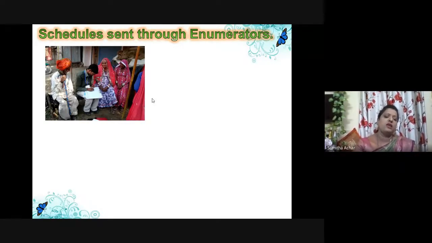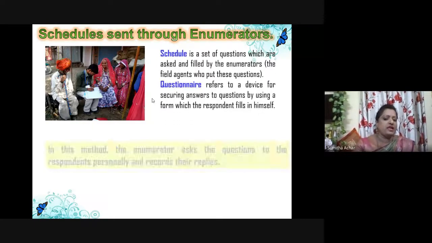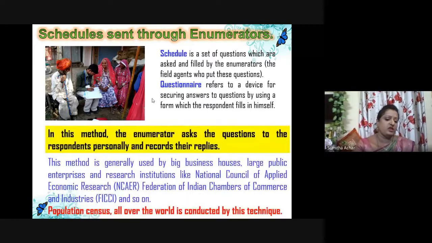Now, there is also one method called a schedule sent to the enumerators. This is popularly used in surveys when you understand your respondents are illiterate, right? Here a researcher prepares the schedules, personally meets the respondents, answers the schedules by himself, and collects the data. There are some organizations who tend to do these types of research surveys where schedules are prepared.